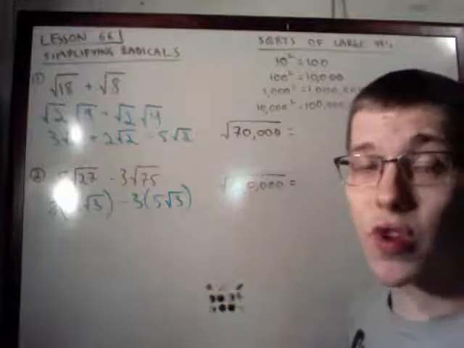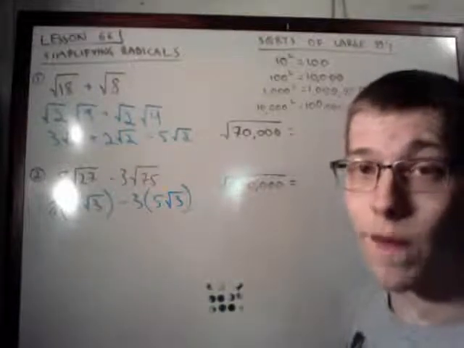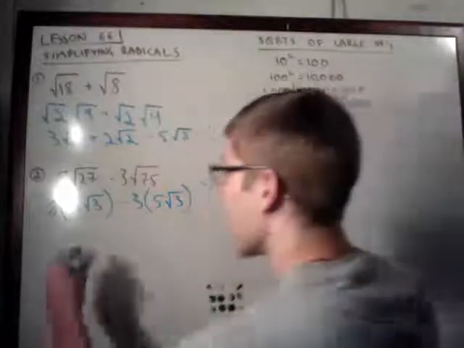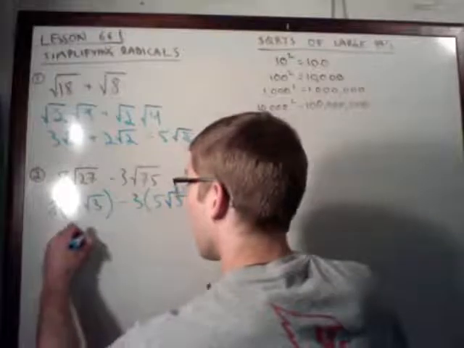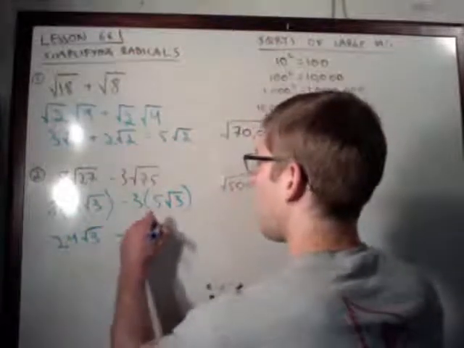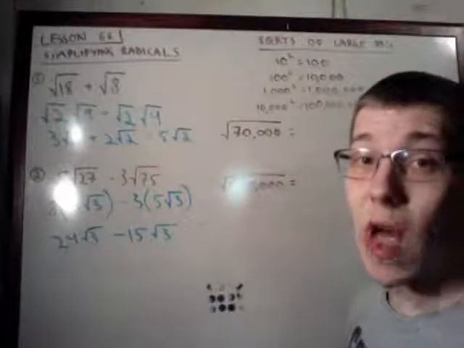Now at this point, it's just going to be a matter of following our order of operations to simplify this. So first we multiply. 8 times 3 is going to give us 24 radical 3 minus 3 times 5 is 15 radical 3. We do have like terms here.